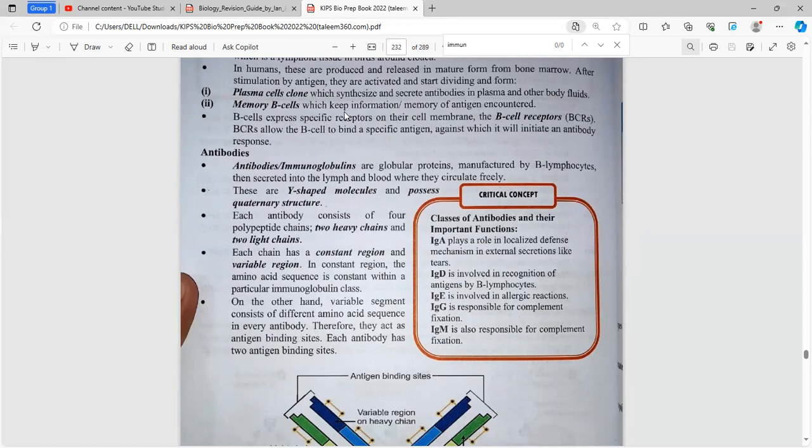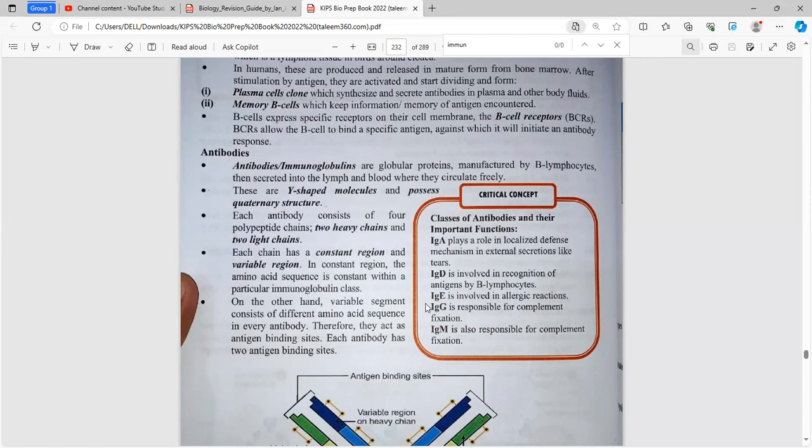Now, there are five types of antibodies: IgA, IgE, IgG, IgM, and IgD. IgA has a role in the secretions. You need to know the secretions, for example, tears and the mucous membrane. The IgE is involved in inflammatory responses, such as allergic responses like asthma and other allergic responses such as anaphylaxis. The IgG antibody is responsible for complement.